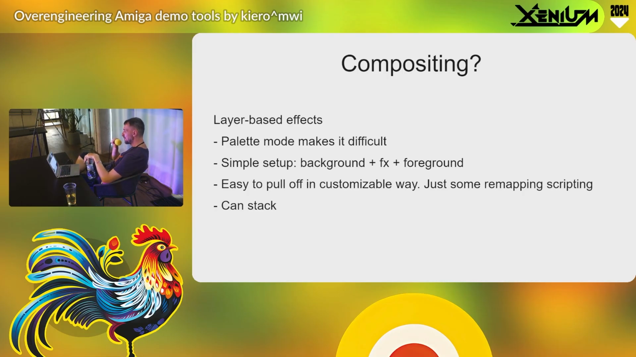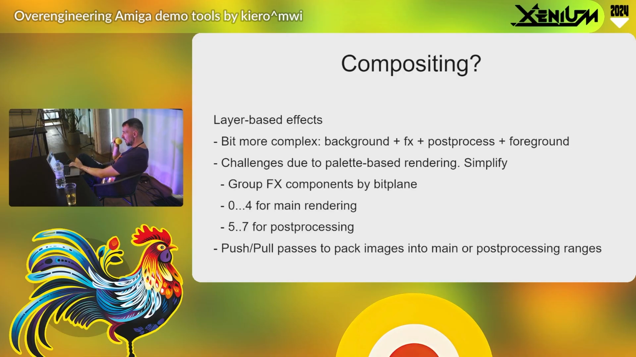Okay, let's maybe talk about the more complex effects, right? So as I said, you have some effect in the background. You want to add a glow to it, and you still want to show some overlay, like a proper picture on top of it. So you have to segment your palette at least to some point. So yeah, let's split it into some ranges, right?